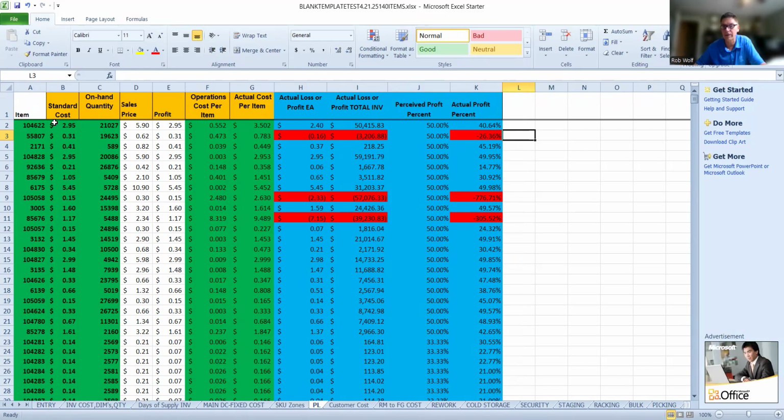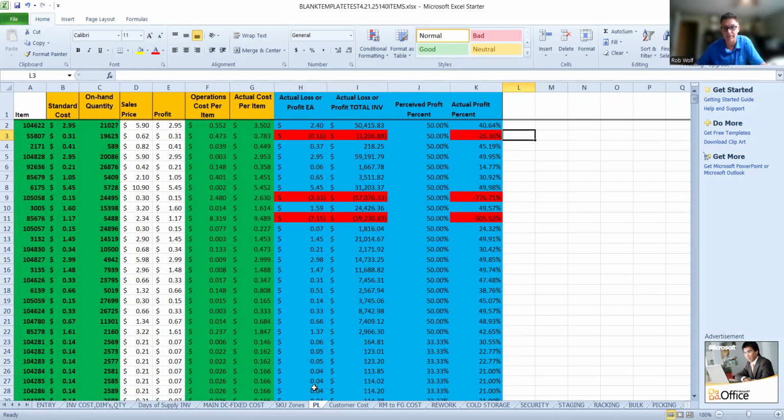Okay. Again, I'm going to organize this for you, but in this case, we've got this item 55807. It's costing the company $3,200. They thought they were making a profit, but they're not. It's a loss of 26%. And then look at these items.